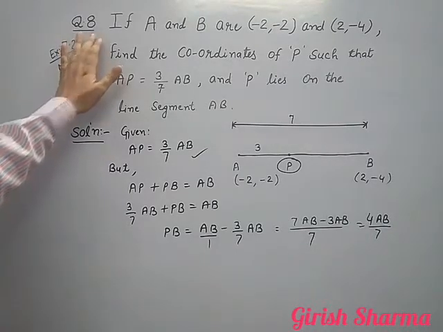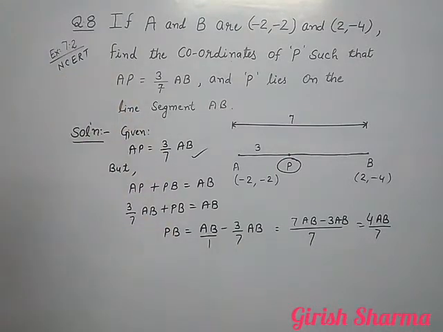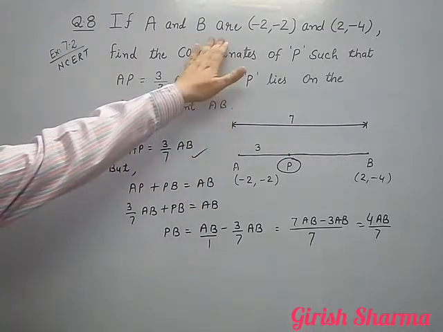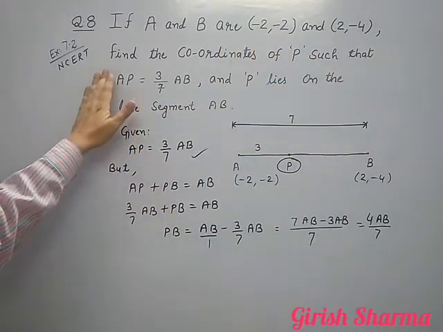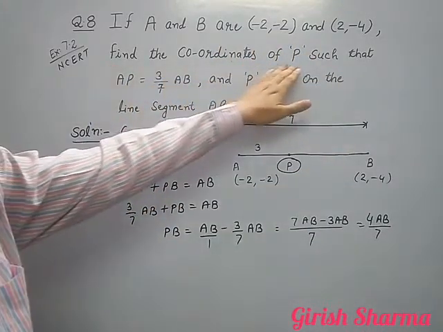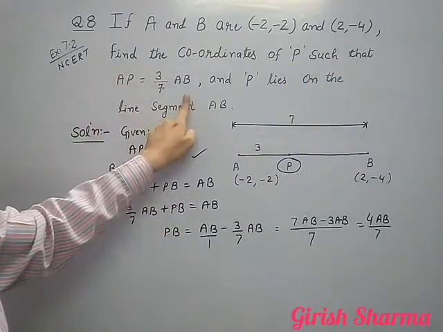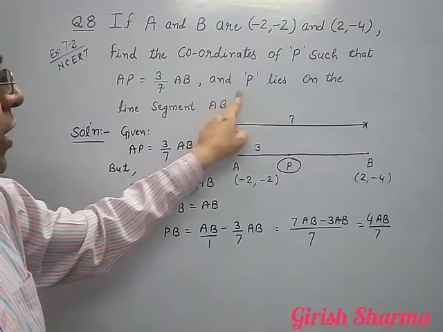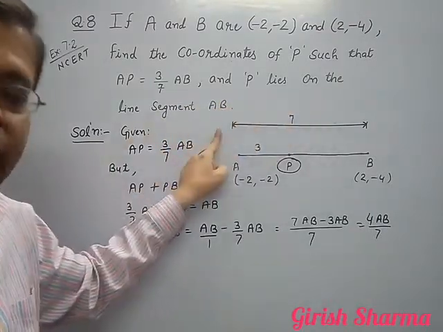We are doing question number 8 of exercise 7.2 NCERT. If A and B coordinates are (-2, 2) and (2, -4), find the coordinates of point P such that AP is equal to 3/7 AB, and P lies on the line segment AB.